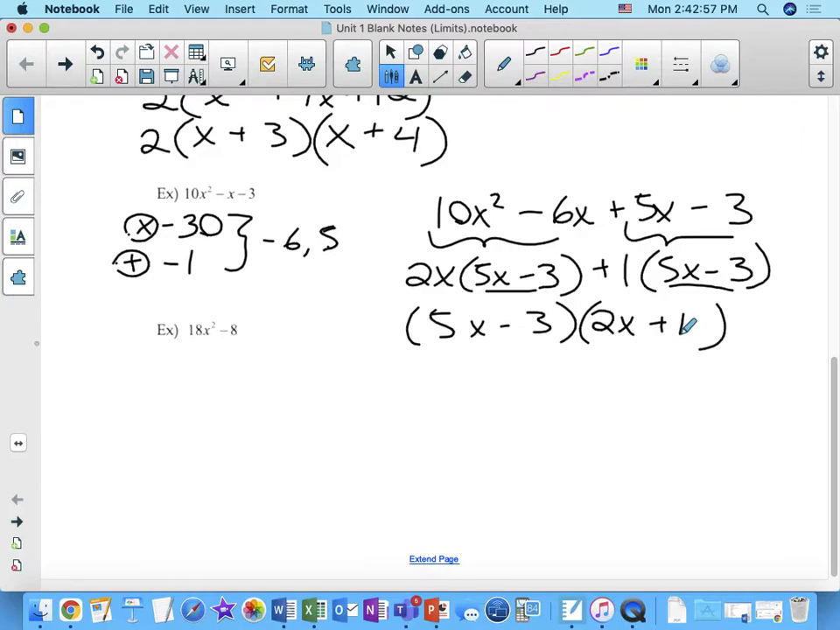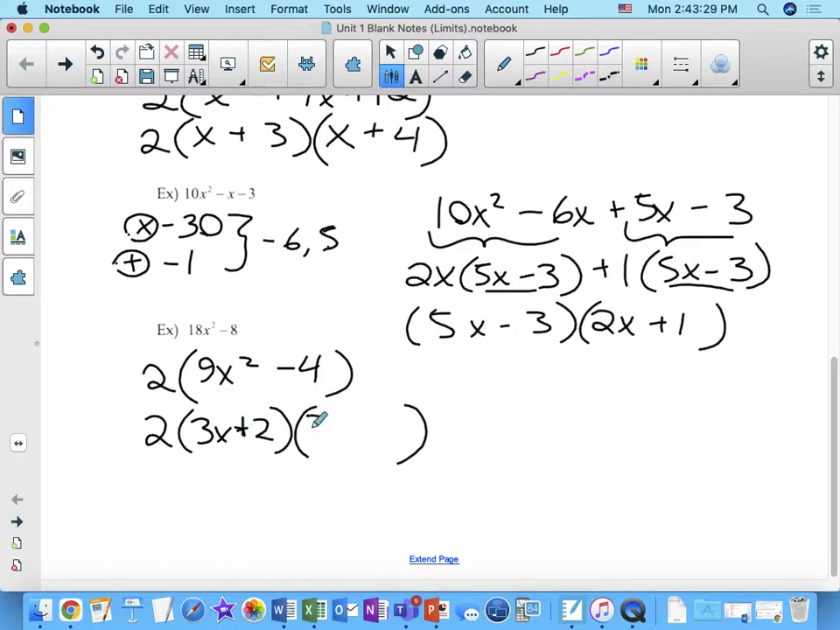All right, this one, 18x squared minus 8. Is there a greatest common factor there? Yes. What is it? 2. And we're left with 9x squared minus 4. So now what do we do? Difference of squares. So we get 3x plus 2 times 3x minus 2. Okay? Questions with that so far?